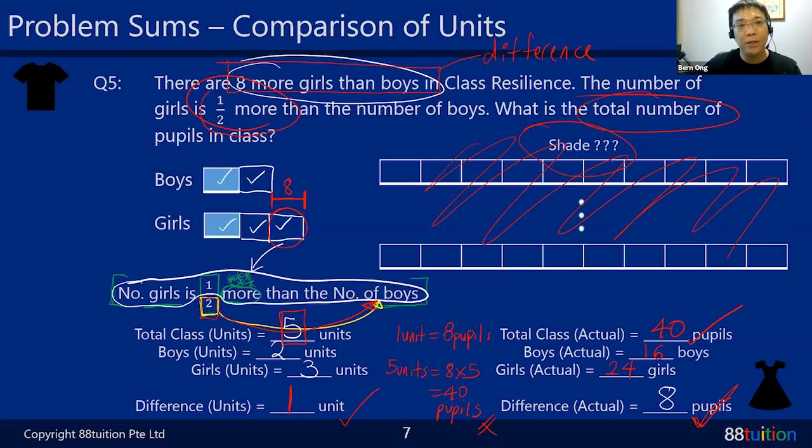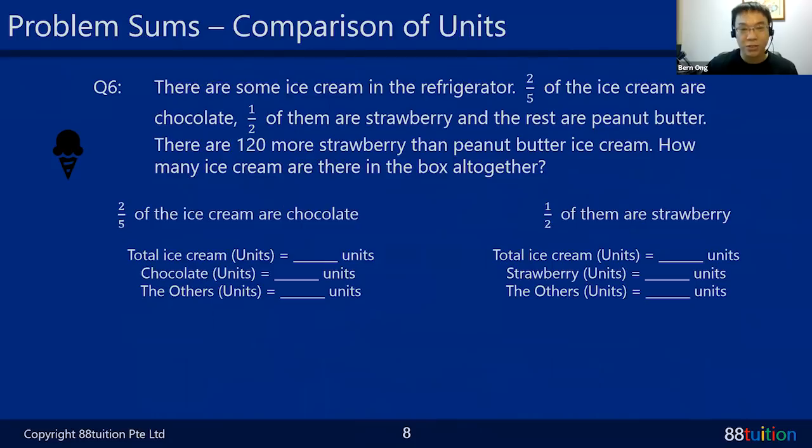So again, if we can try to save a bit of time, let's save the time. Don't have to draw model. Use something called the comparisons of units. Let's go and look at this additional question here. Question 6. Question 6 and 7 are different already. Let's take a look at this question.